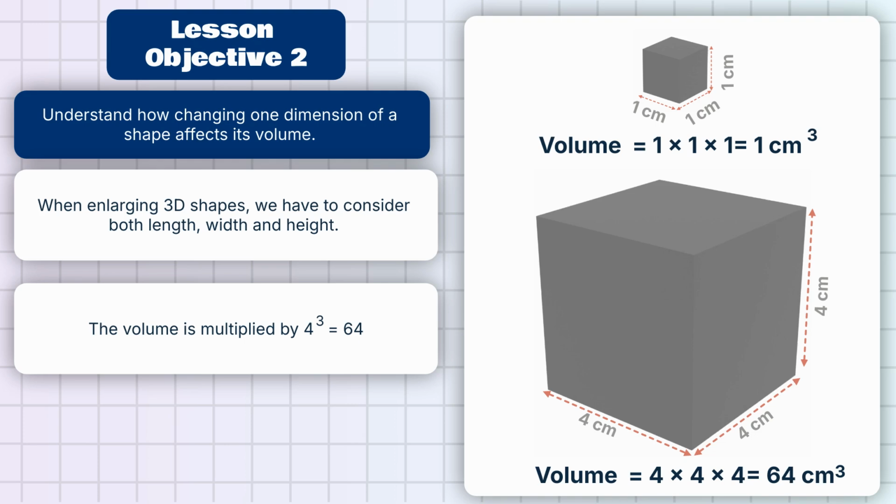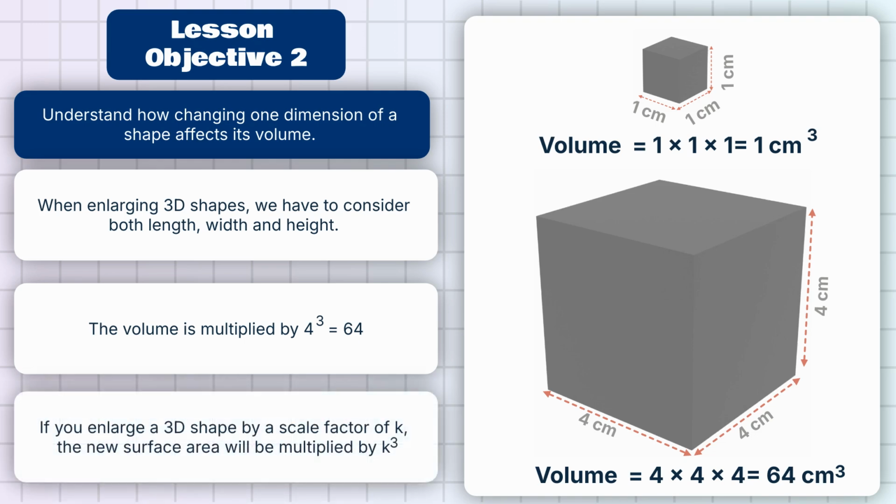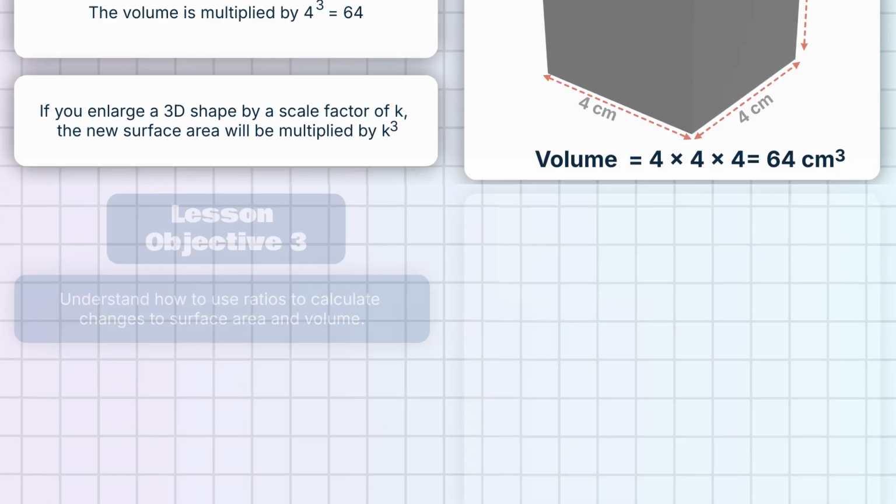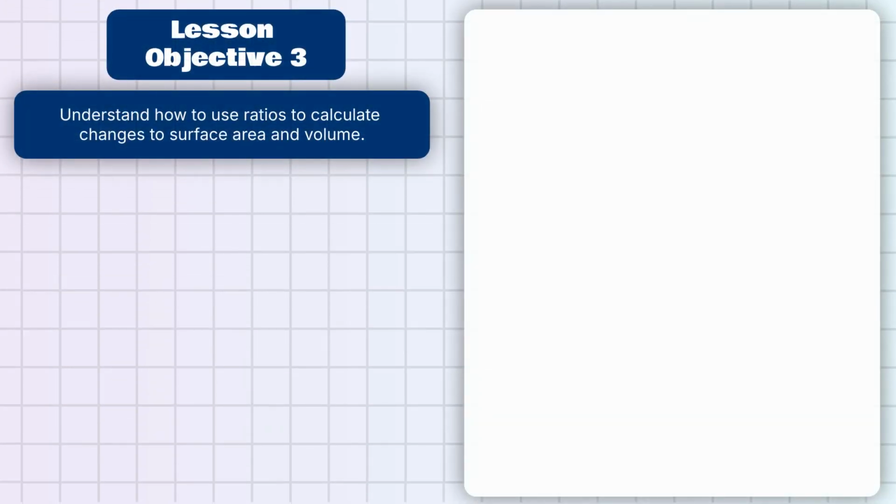This observation leads to a general rule. If you enlarge a 3D shape by a scale factor of k, the new volume will be multiplied by k cubed. Let's end this lesson by summarizing the relationships we've explored through ratios.